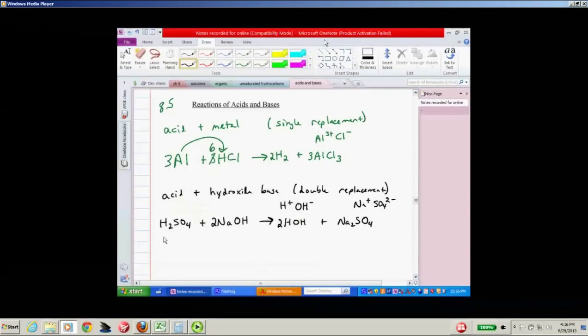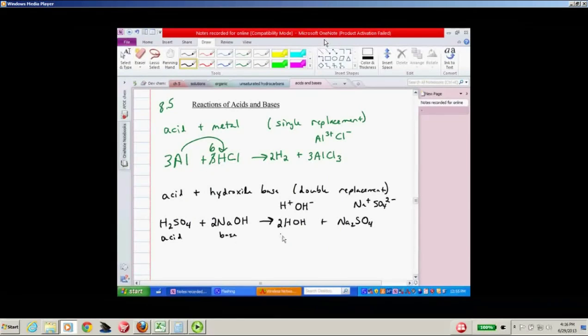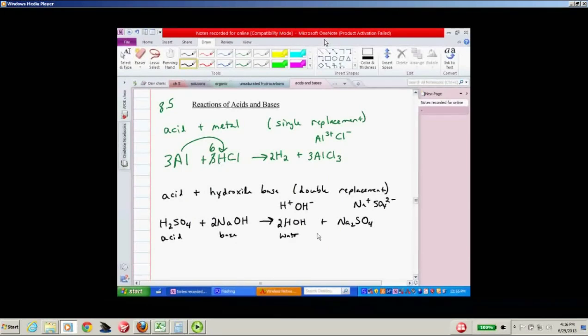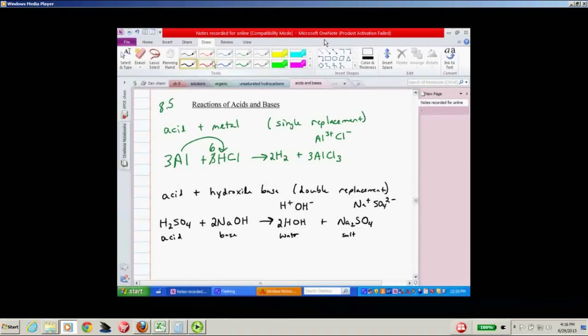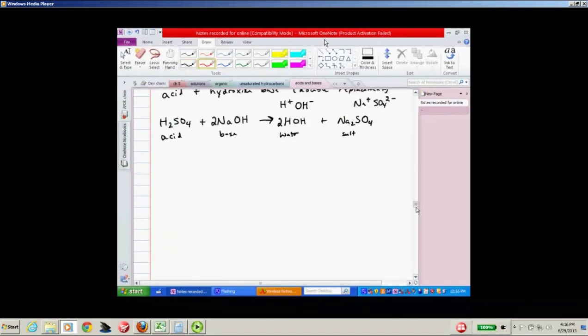So to balance that, we need a 2 in front of the sodium hydroxide and a 2 in front of the water. So we have an acid and a base. And this is a neutralization reaction. We make a water and we make a salt. And a salt is just an ionic compound.